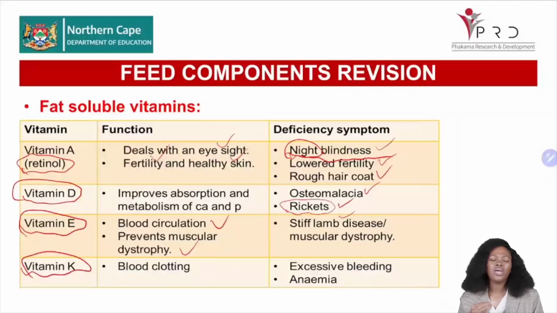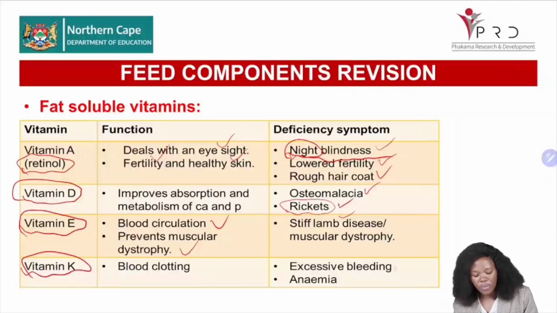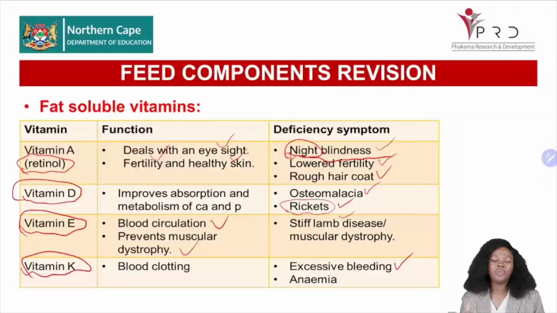Vitamin K, it is responsible for blood clotting. It forms blood and prevents excessive bleeding in farm animals, right? And then deficiency symptoms will be excessive bleeding. An animal will bleed until it dies, right? Another one will be anemia, right? It will be short of iron, or it will have a shortage of blood, right? Due to excessive bleeding.